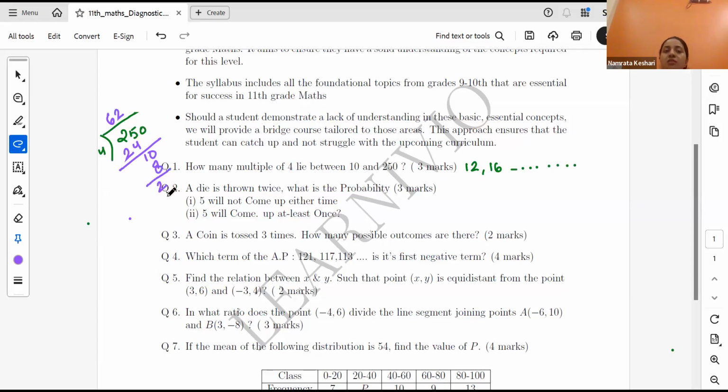That 2 came out as a remainder. In 250, 2 extra was there. That only you ended up getting as a remainder. If you subtract this 2 from 250, you will get a number which is completely divisible by 4, right? Yes, Miss. So your last number we found is 248. Now you just have to tell me the number of terms.